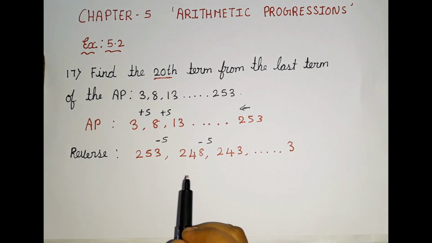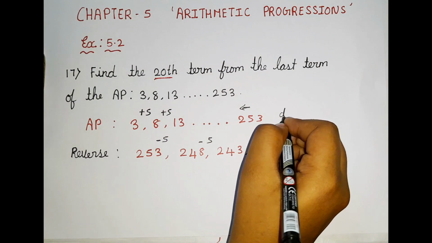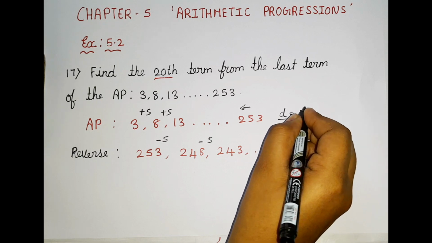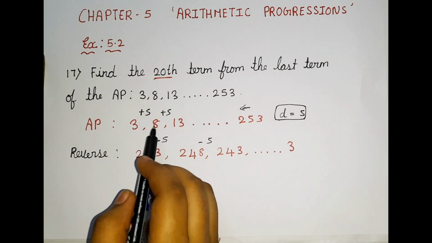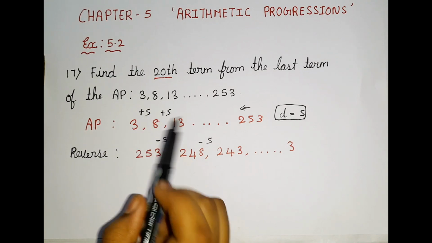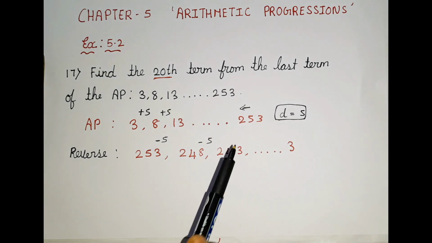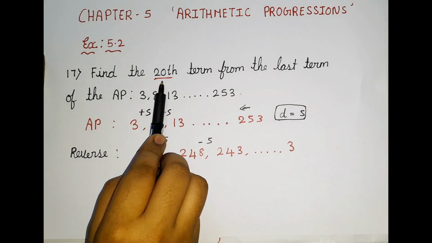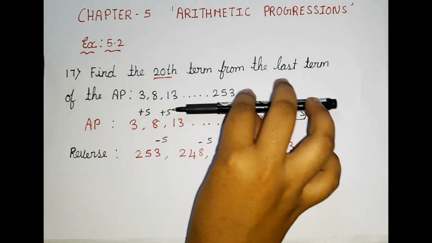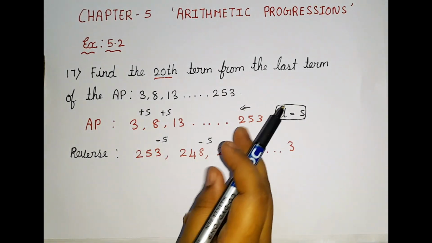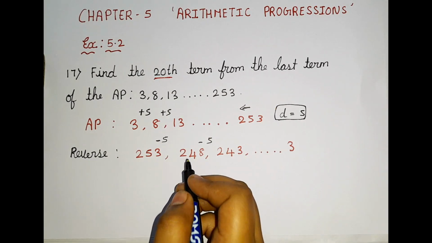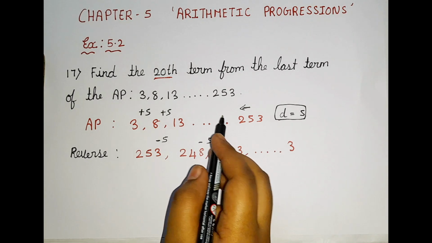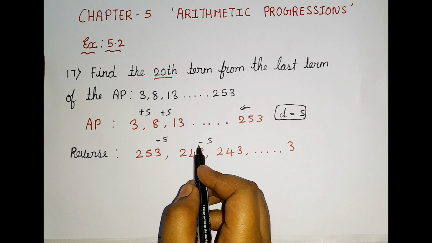I hope you guys understood this. So again I'll explain it. In this AP the common difference is not just 5, it is plus 5. Why? Because 3 plus 5 is 8, 8 plus 5 is 13. But in the question they mentioned we are supposed to go from the last term, and find the 20th term from the last term. Like this we are supposed to go. So when we go from the last term, we'll get 253. After 253 we don't know the number, they didn't mention it, so we are supposed to subtract. Why?